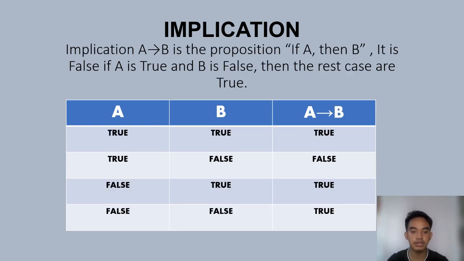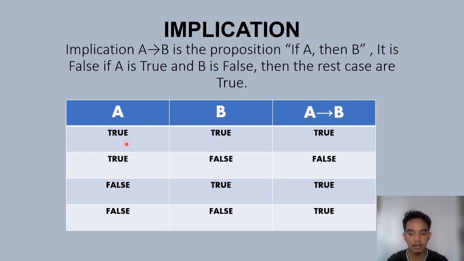Then let's proceed to implication. Here's the sign, or mathematical sign, of implication. Implication of A and B is the proposition if A then B. It is false if A is true and B is false, and the rest of the cases are true. Let's see the sample table of the implication connective.